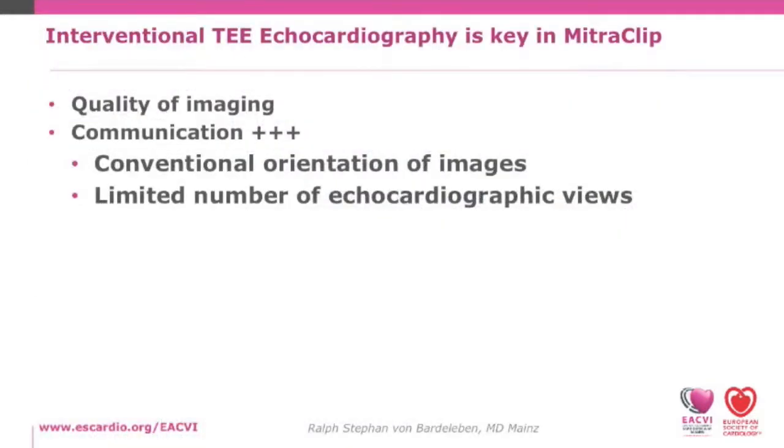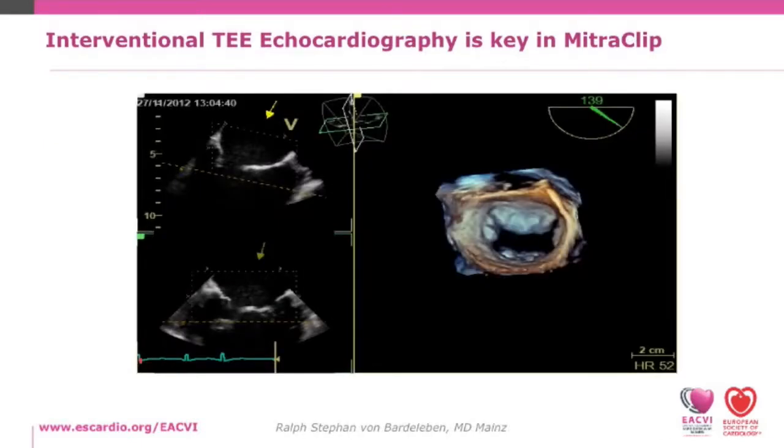So what is key in MitraClip? It's first of all the quality of imaging. So two-dimensional and three-dimensional echocardiography, especially TOE, require a very good image in order to perform this procedure fast, and communication between interventionalist and the echocardiographer is key. We have a conventional orientation of images and a limited number of standard echo views. And this is given to the right-hand side. So interventional TOE can correct different angulations of the valves that you treat. This is important in mitral disease. It will be even more important in the upcoming tricuspid disease.